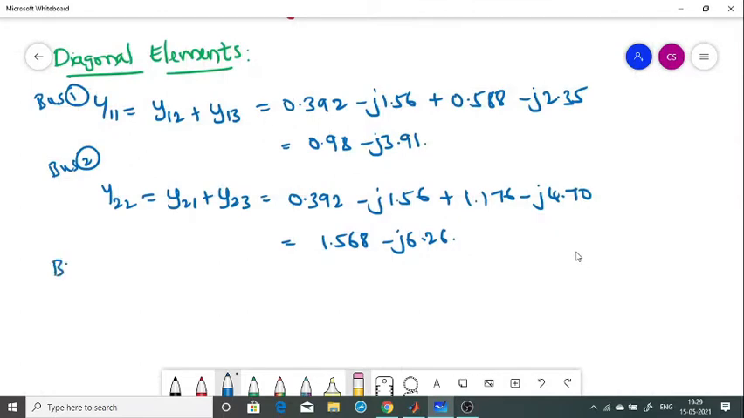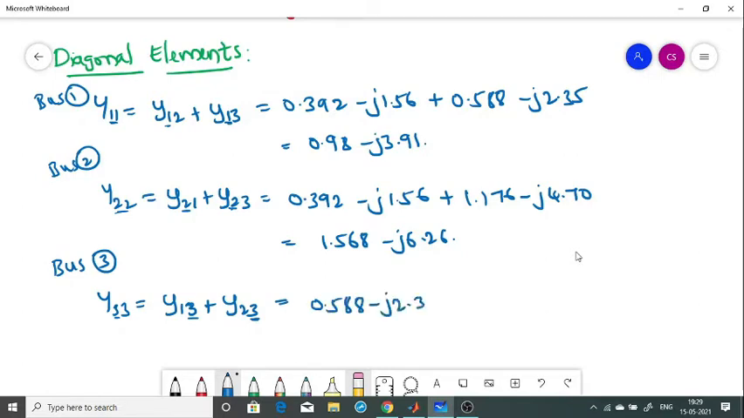Coming to bus 3, that means capital Y33 is equal to the elements which are connected at bus number 3, that means Y13 plus Y23. If you see clearly, if it is 11, then 1 will be common in every element. If it is 22, then 2 will be common. If it is 33, then 3 will be common. By using this procedure, we can also check whether we are doing it the right way. What is Y13? Y13 is 0.588 minus j2.35. What is Y23? 1.176 minus j4.70.